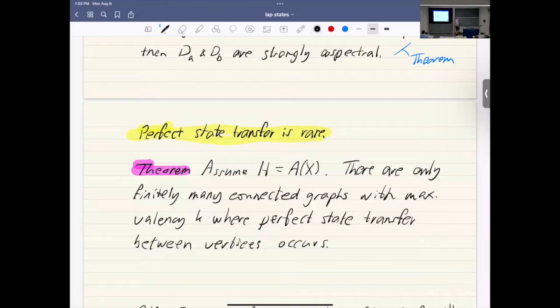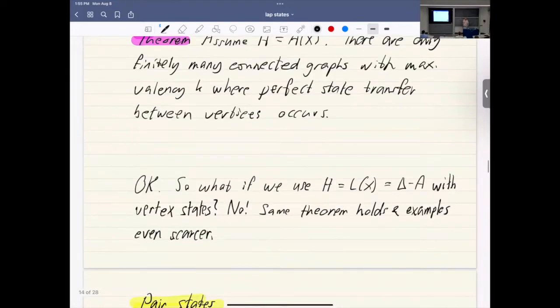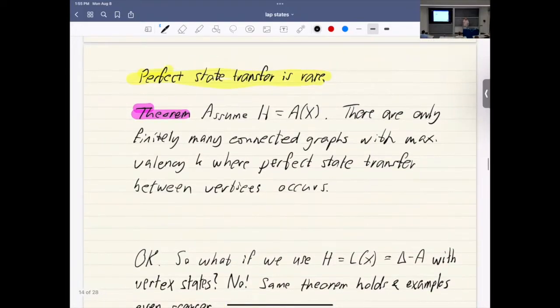So there are lots of examples. I mean, the hypercube gives you examples of perfect state transfer. You can get infinitely many examples in various ways. For example, if you take a Cayley graph for Z2 to the d, most of those Cayley graphs admit perfect state transfer, which is something Sophia pointed out to me. So that's the story there.